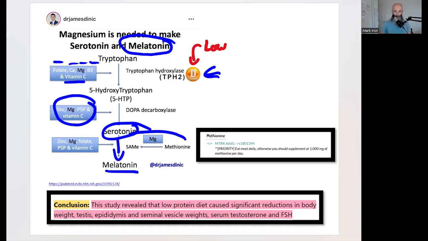And this is where the whole methylation thing comes in. This SAMe is created in methylation. So I know that kind of sounds confusing, but the whole point I'm trying to put forth is we need optimal vitamin and mineral status to keep everything in your body working 24/7.